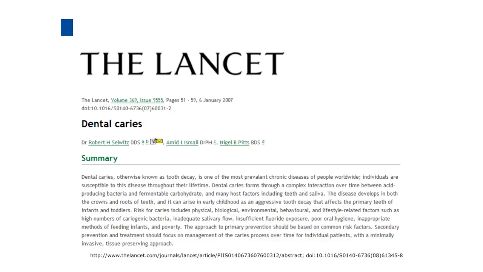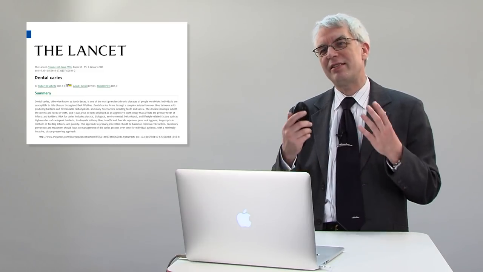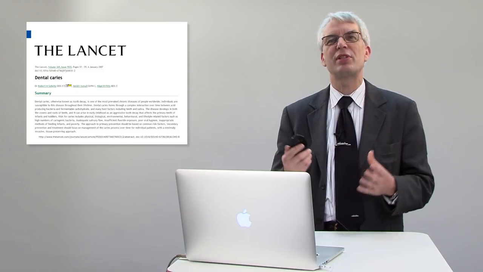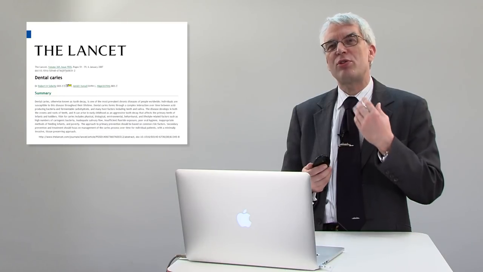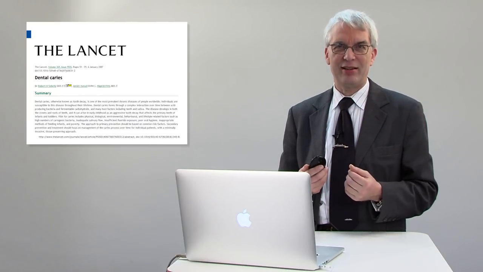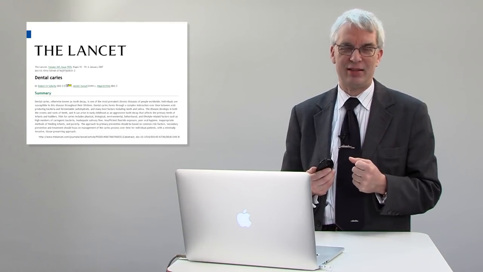Caries is an interesting thing. This article in The Lancet by David Selvitz appeared in 2007. And if you're not a regular reader, The Lancet is the most prestigious, or one of the most prestigious, medical journals in the world. So, in order to be able to publish something in The Lancet, you have to have something to say.